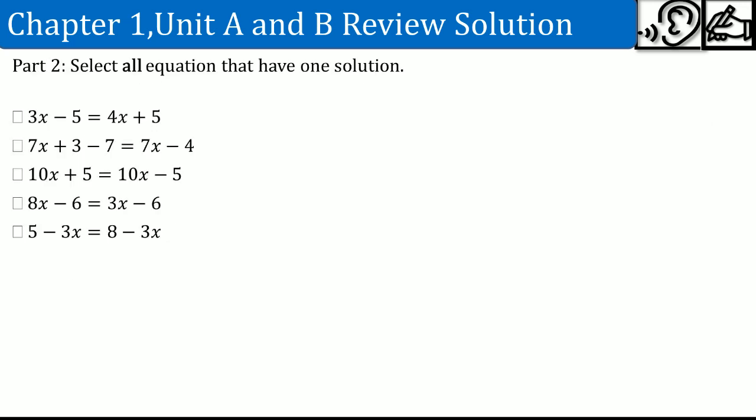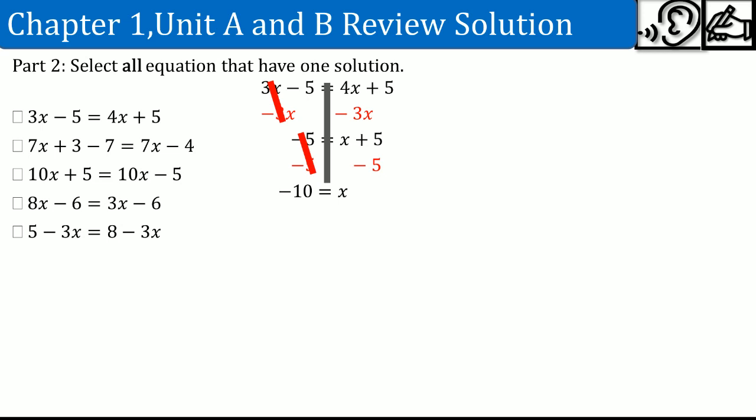You're going to select all the equations that have one solution. So I actually did the work to see if it has one solution or not. I wrote the equation and drew a line straight down. Subtract 3x from both sides. That should cancel out. I get negative 5 equals x plus 5. That's what's left. 4x minus 3x is 1x. I see a 5 on the right, so I'm going to subtract 5 from both sides. Negative 5 minus 5 becomes negative 10. But yep, that is one solution, so that still works.